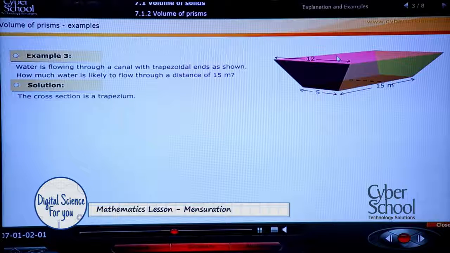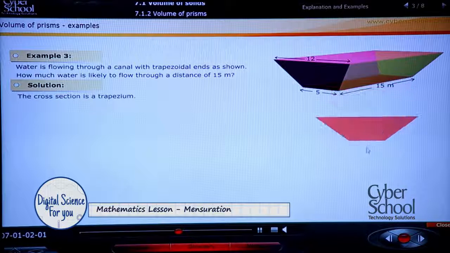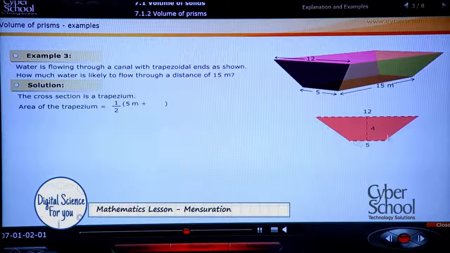So the cross section, you can see, is a trapezium coming out as our cross section. The area of this trapezium is simply a half times the height, times a plus b. Here we are, so 5 meters plus 12 meters, times the height, which is 4. That gives us our area of the trapezium, 34 meters squared.